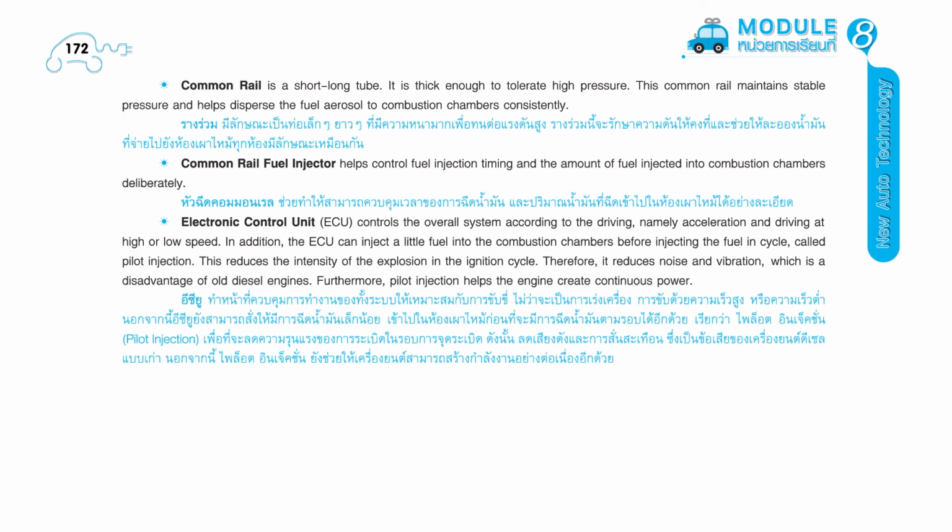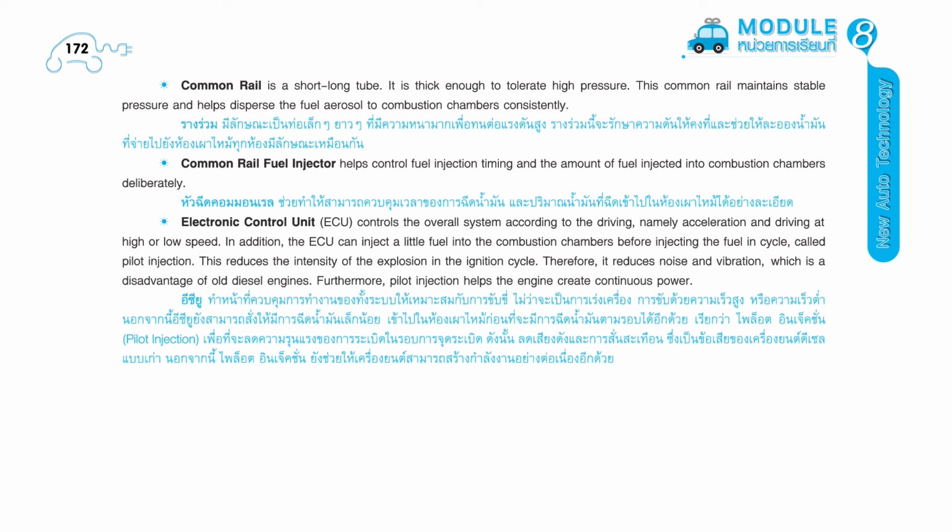The Electronic Control Unit, ECU, controls the overall system according to the driving, namely acceleration and driving at high or low speed. In addition, the ECU can inject a little fuel into the combustion chambers before injecting the fuel in the cycle, called pilot injection. This reduces the intensity of the explosion in the ignition cycle. Therefore, it reduces noise and vibration, which is a disadvantage of old diesel engines.